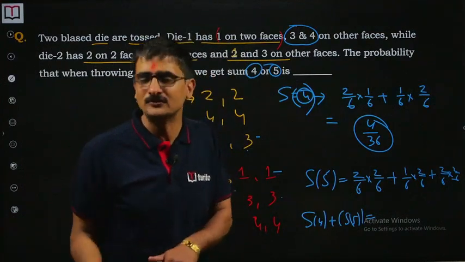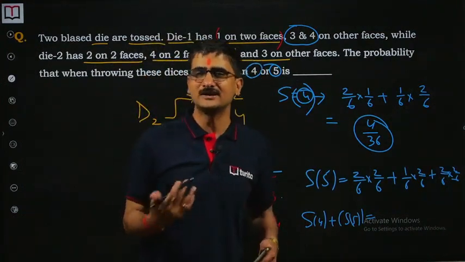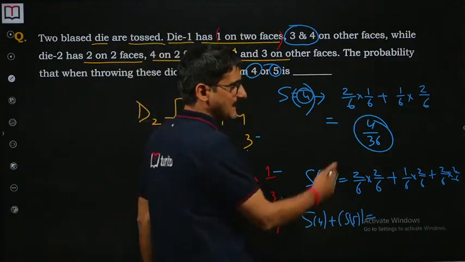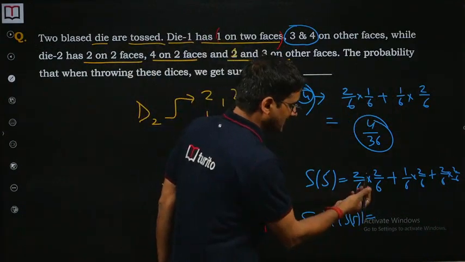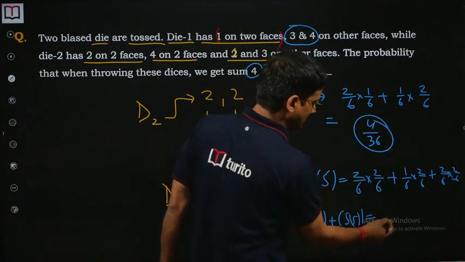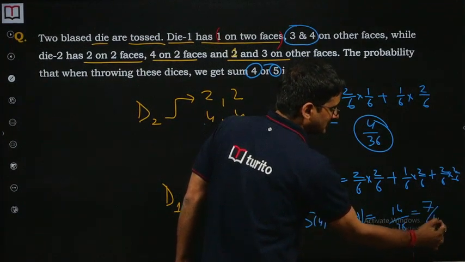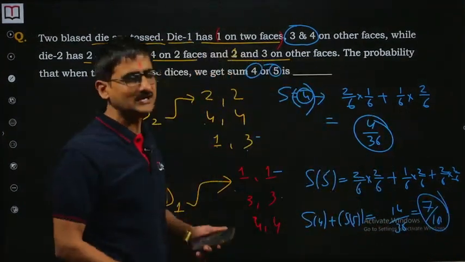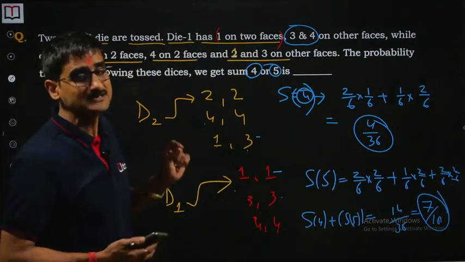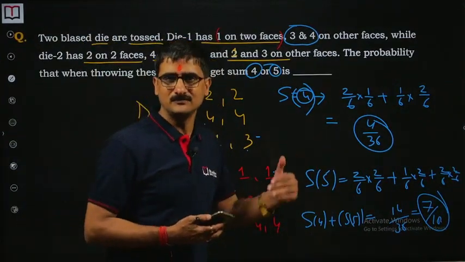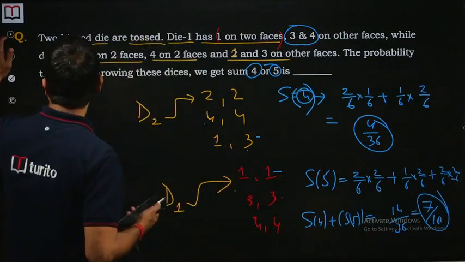Either you will get sum as 4 or you get sum as 5. It's not possible to get both as the sum. So you just add them up: 2, 2, 4, then 8, then 12, and then it's 14 by 36. According to the data in front of me, that should be the answer. Answer doesn't matter, what matters is the approach. I believe you will agree with the approach here.